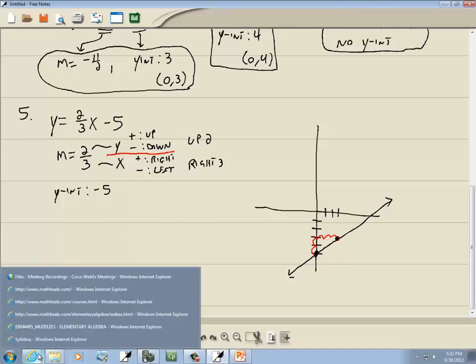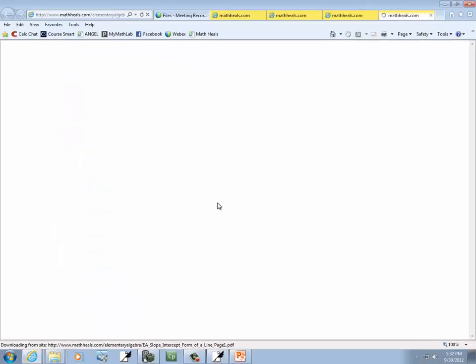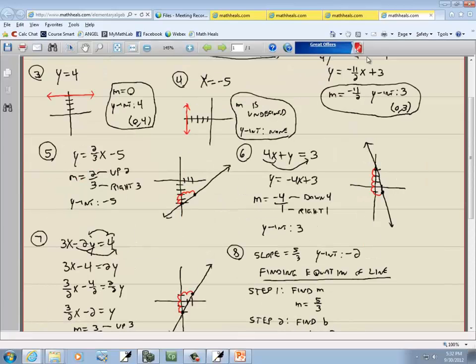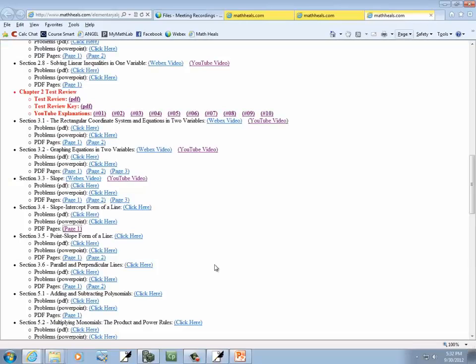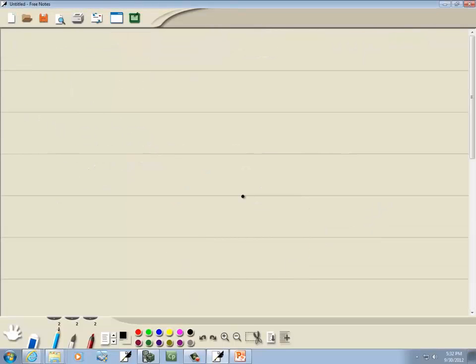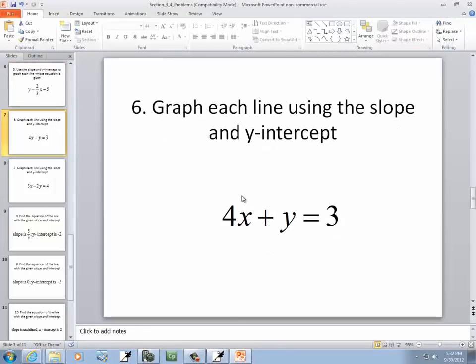And I think I have these. Let me just double check here. Okay, slope-intercept form of a line. Yep, I guess I have them all here. So let me start a new page. Normally I save those if I haven't done that already, but let's take a look at this one.